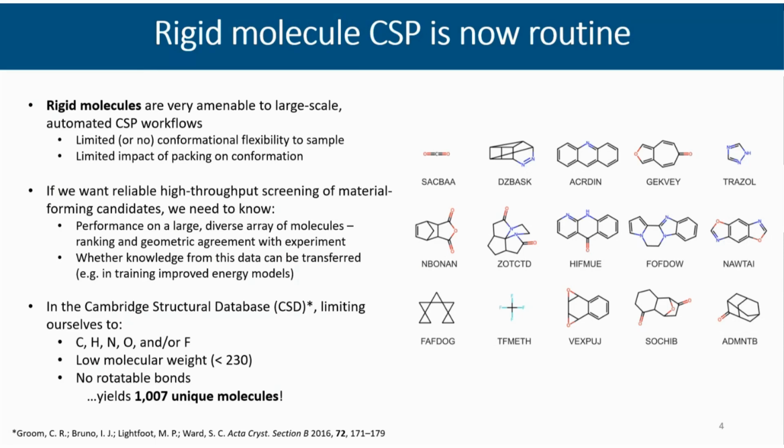So for this work, we started off by saying, okay, well, if we think about these very simple tractable systems for us, let's look in the Cambridge Structural Database, limit ourselves to very common element types, low molecular weights, and say molecules are not allowed to have rotatable bonds. We'll use this as a proxy for flexibility, although I'll come back to this in a moment. And how many different molecules are there that satisfy these criteria? And of course, we started this work 2 or 3 years ago now, so this number has only gone up since, but we got over 1,000 unique molecules that satisfy these criteria. And we said, right, let's do CSP on all of them.